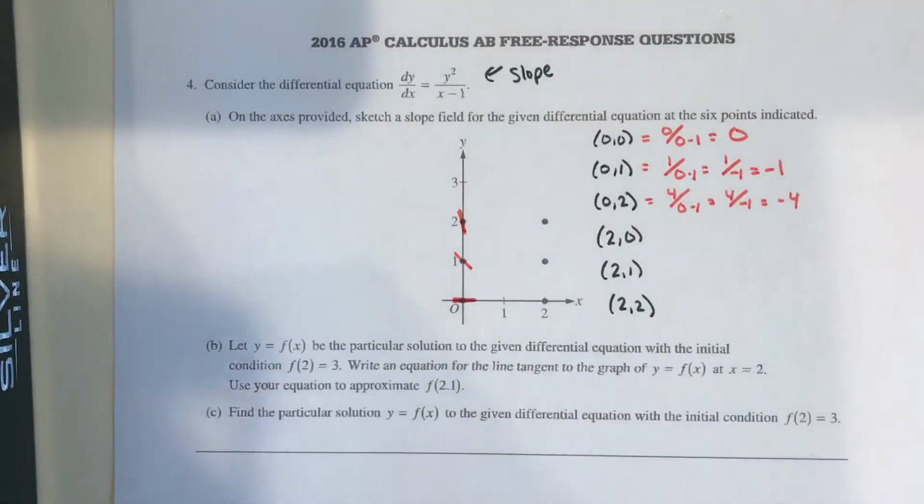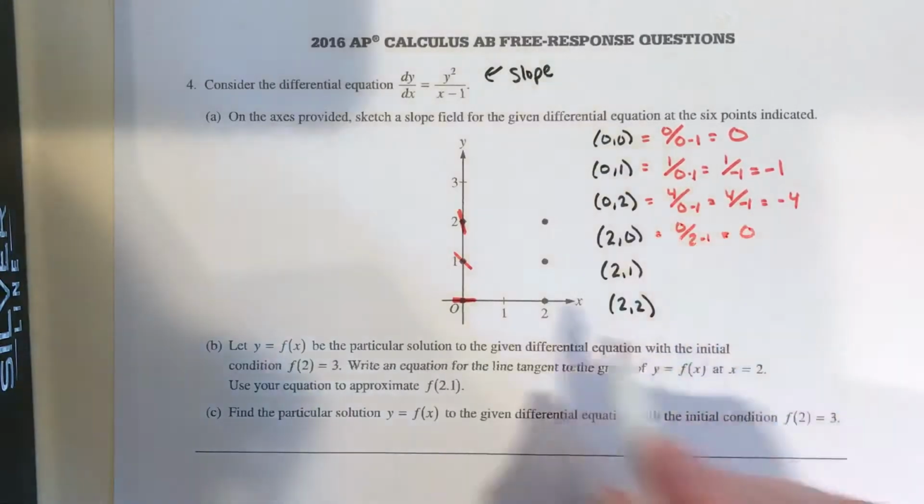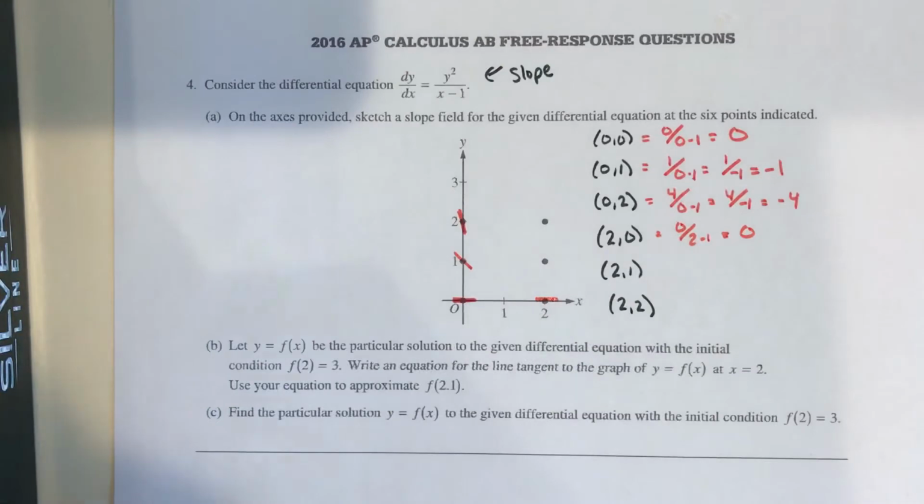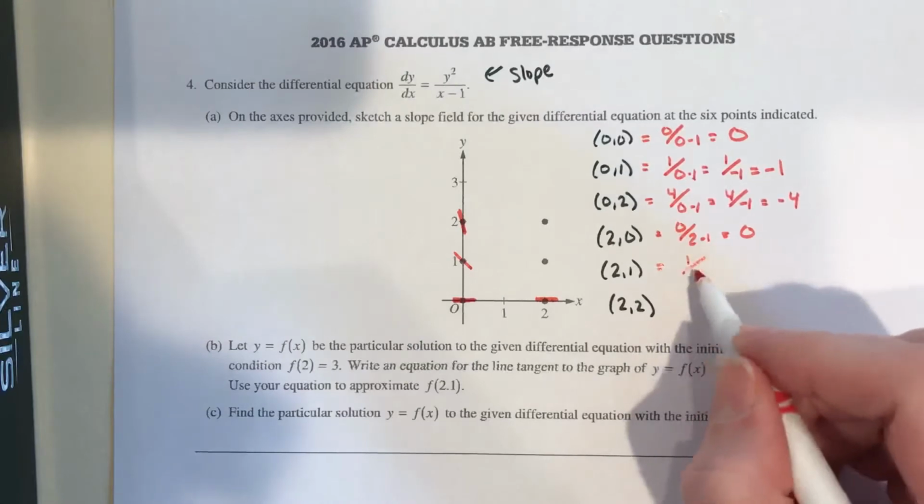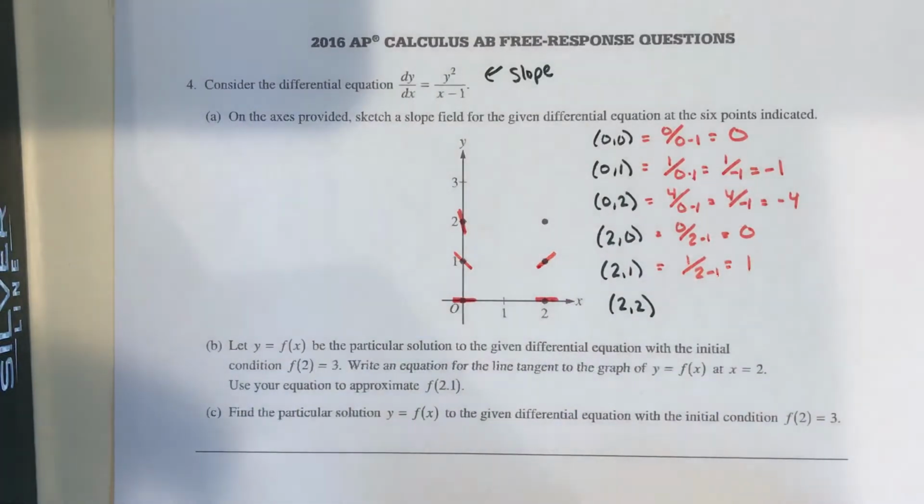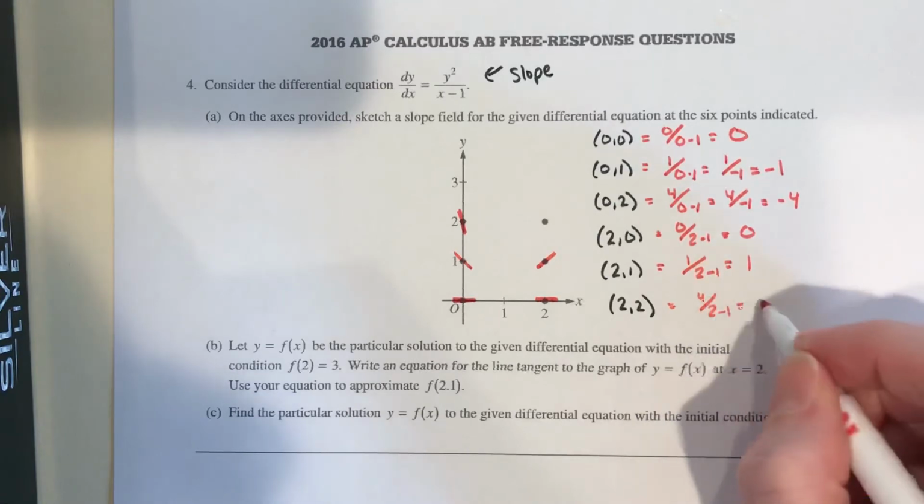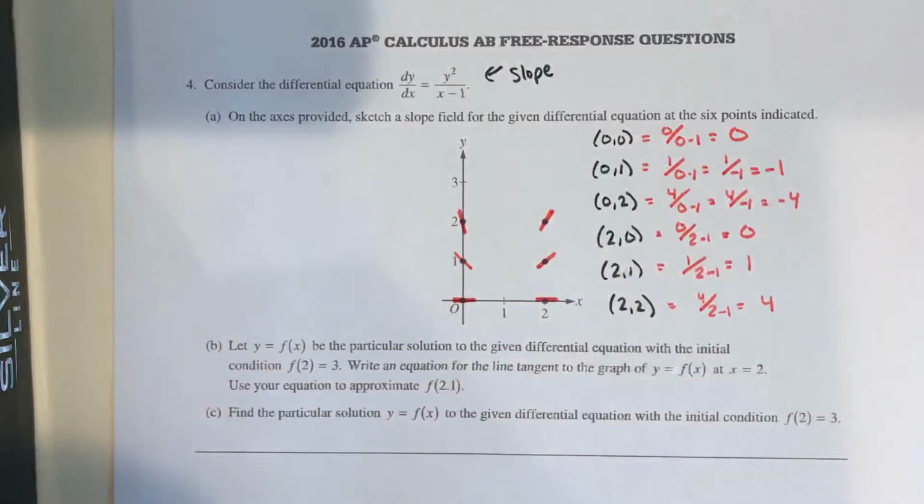Now, in the AP exam, they're not going to be too picky. As long as it's a steeper line than the one before it and it's a negative slope, then you'll get full credit. So at (2, 0), my slope would be 0 over 2 minus 1, which would give me 0. And at (2, 1), my slope would be 1 over 2 minus 1, so 1 over 1, which is 1. And then at (2, 2), we have 4 over 2 minus 1, which is 4. So I've got my 6 points there.